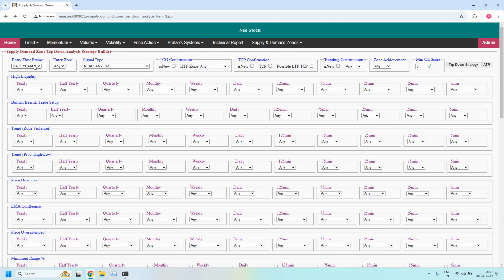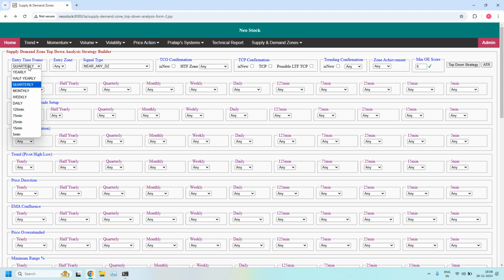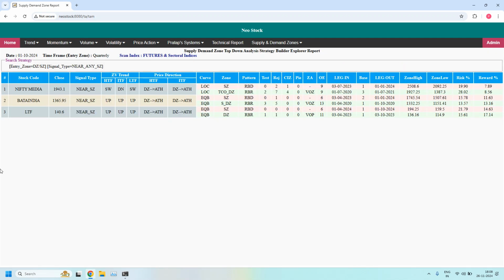Okay, next time frame is quarterly. Stocks near quarterly demand zone. Two stocks are filtered. Next quarterly time frame. Stocks near quarterly supply zone. Three stocks are filtered.